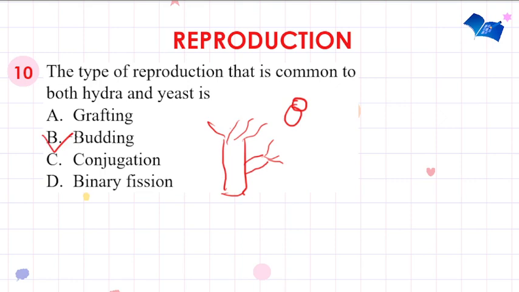But now let's look at conjugation and binary fission. Conjugation is usually a form of sexual reproduction that occurs in spirogyra. For binary fission, if you have an organism, let's say the protist amoeba, and it splits into two. You have amoeba 1, you have amoeba 2. So it's split into 2. This is binary fission: binary meaning two, and fission meaning splitting. You can see that the answer here is budding.